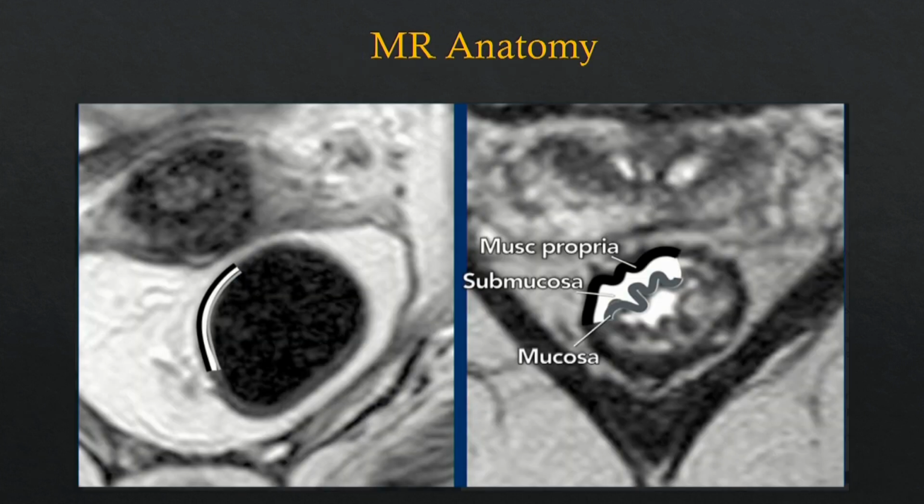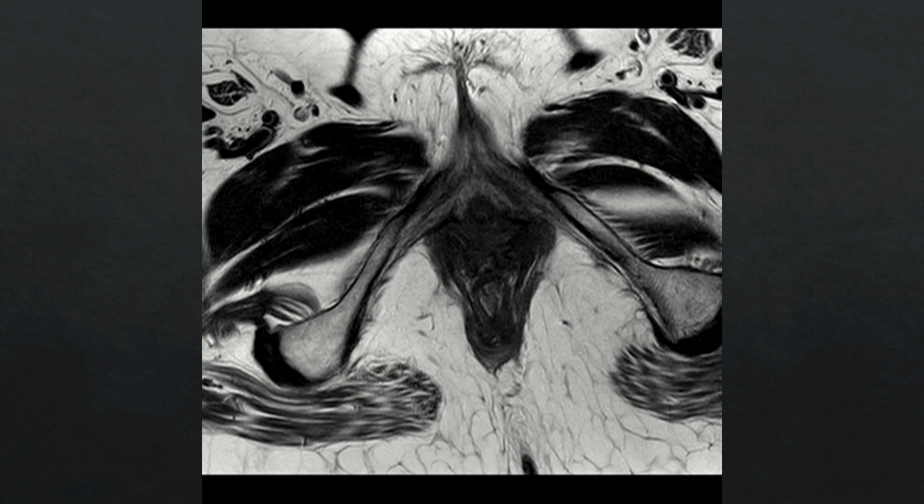Now coming to the MR anatomy, the mucosa is depicted by an intermediate signal intensity line. The submucosa is hyperintense and the muscularis propria is depicted as a thin hypointense line. Usually the mucosa and submucosa differentiation can only be seen when there is a bulk amount of submucosal edema, else the rectum can be seen as a two-layered structure. Now coming to the anatomy.